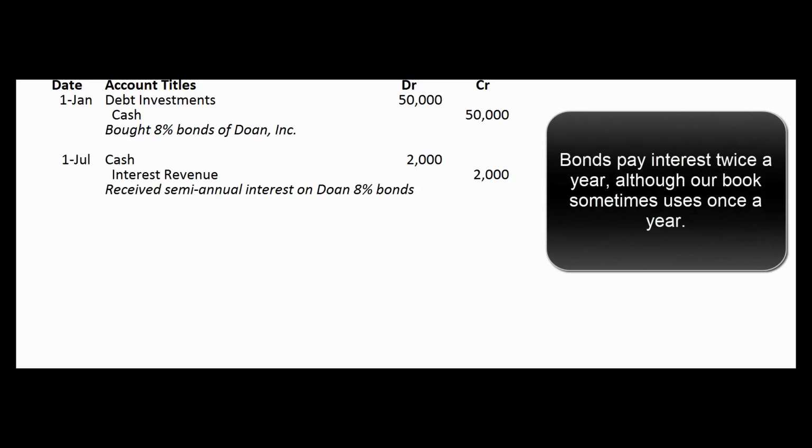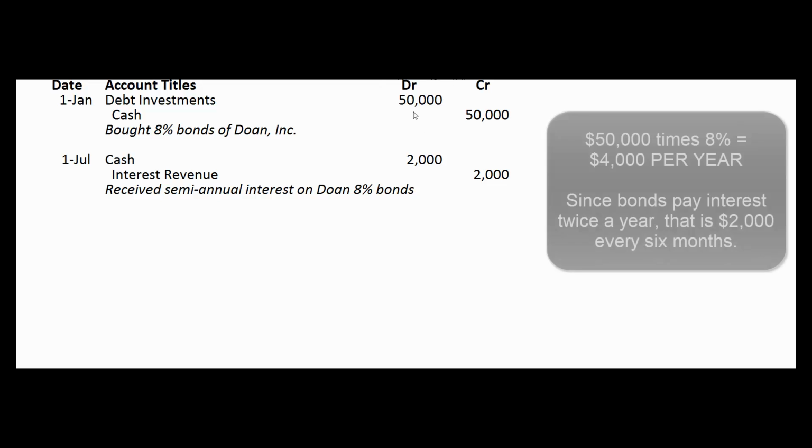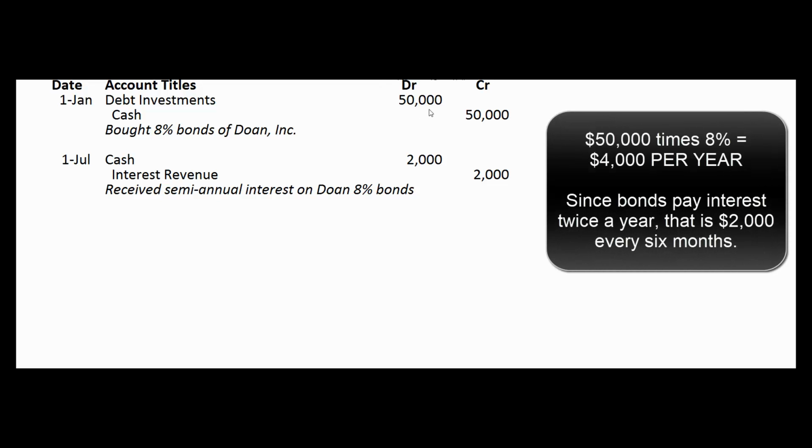Remember, in the real world, bonds pay interest twice a year. So let's say this bond pays interest on July 1st and January 1st of every year. Our book sometimes slips back into annual payments. Let's be true to the real world. $50,000 times 8% would be $4,000 a year, so that would be $2,000 every 6 months.